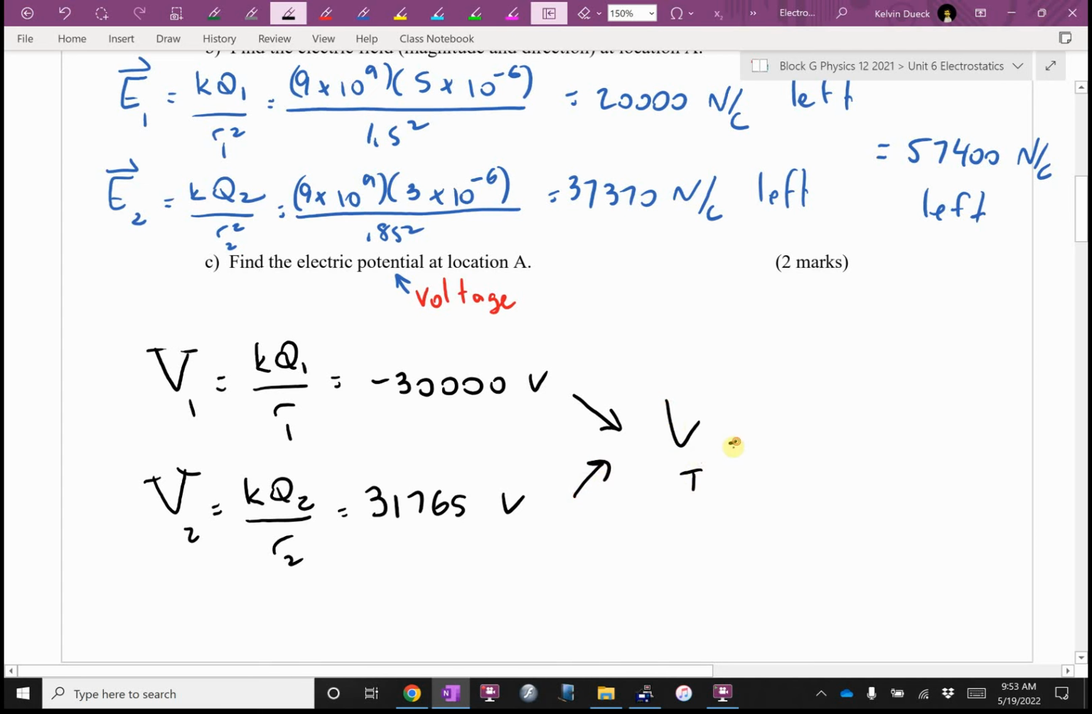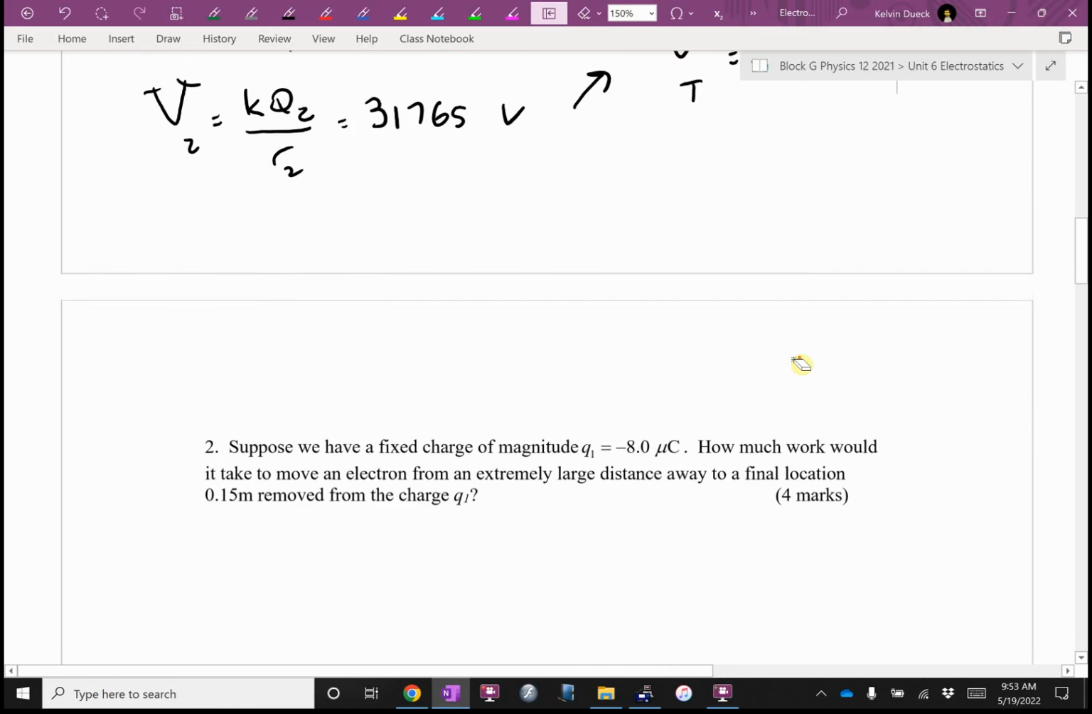The total voltage at location A, I guess it's just going to be positive 1,765 volts, 1,770 if you went to 3 sig figs. I would give you half mark for the negative 30,000, half mark for the 31,765, and then 1 mark for adding them together. So that's a few of the things that I can do with point charges that are separated by a distance.